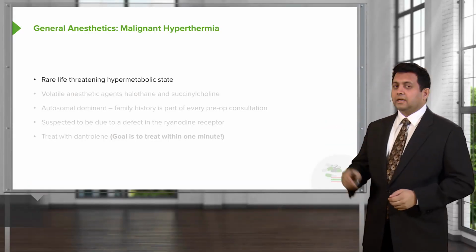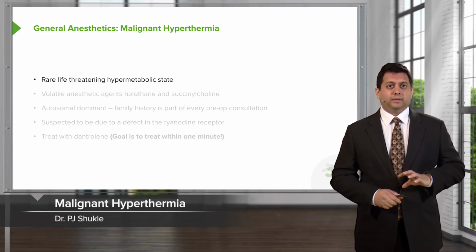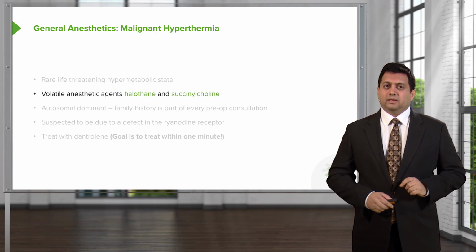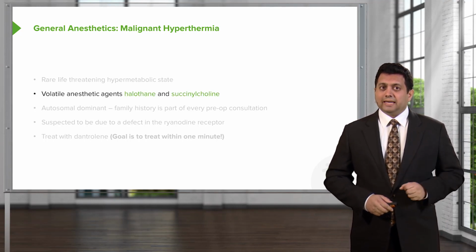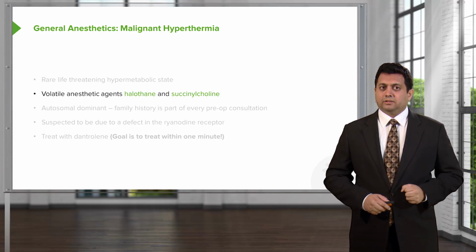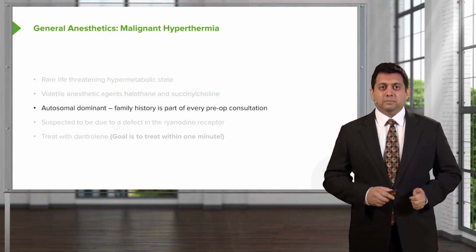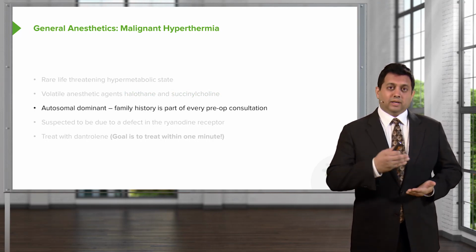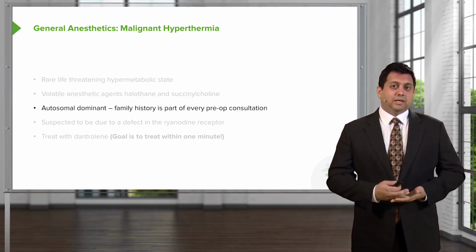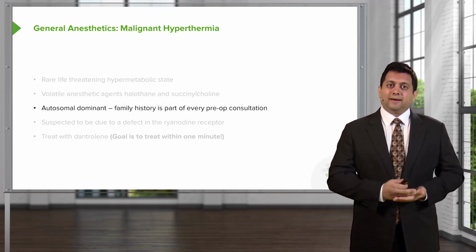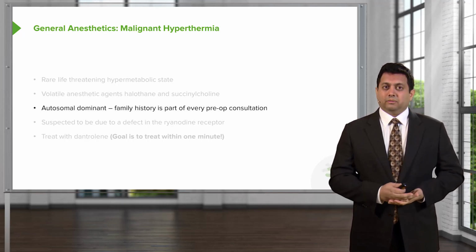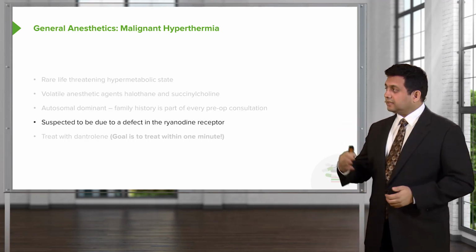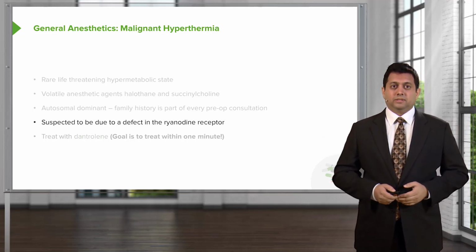Okay, malignant hyperthermia. Malignant hyperthermia, or MH, is a rare, life-threatening hypermetabolic state. It's usually brought about by volatile anesthetics like halothane and succinylcholine. It is transmitted in an autosomal dominant fashion. This is why when you are doing a pre-op evaluation in a patient going for general anesthesia, you have to ask about malignant hyperthermia in the family history. We suspect that it's due to a defect in the ryanodine receptor in muscles.